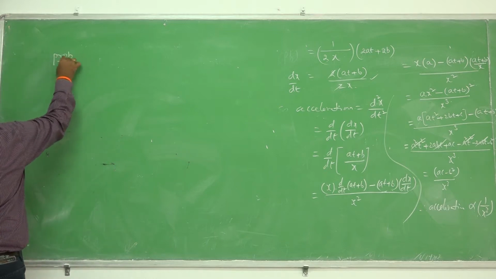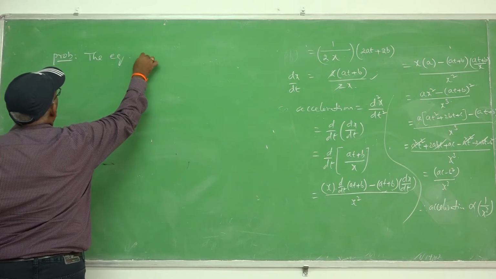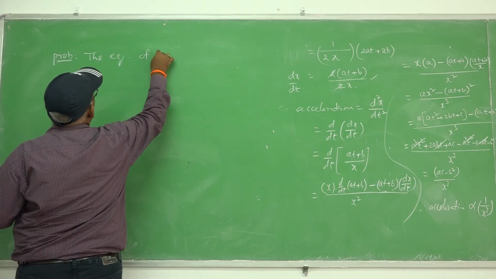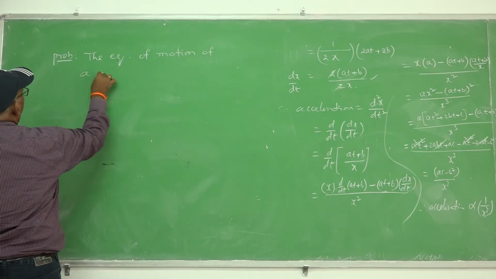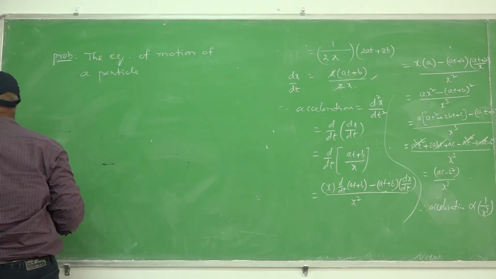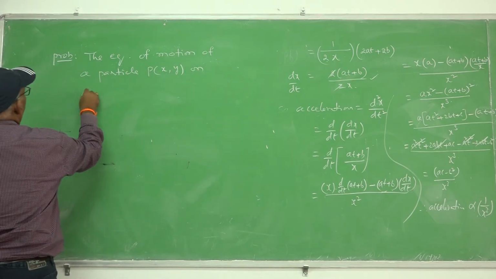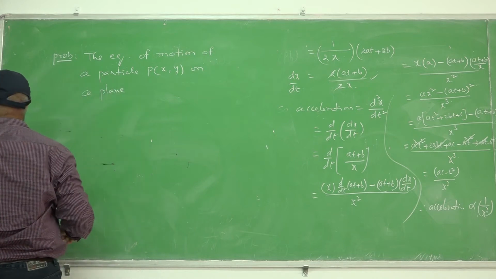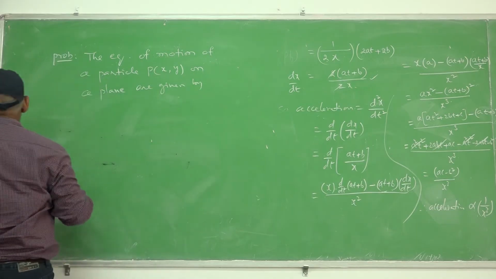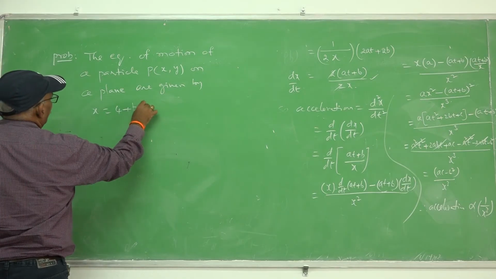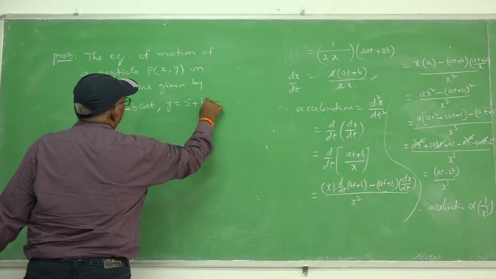Next important one. The equation of motion of a particle P(x, y) on a plane is given by x equal to 4 plus b cos t, y equal to 5 plus b sin t.